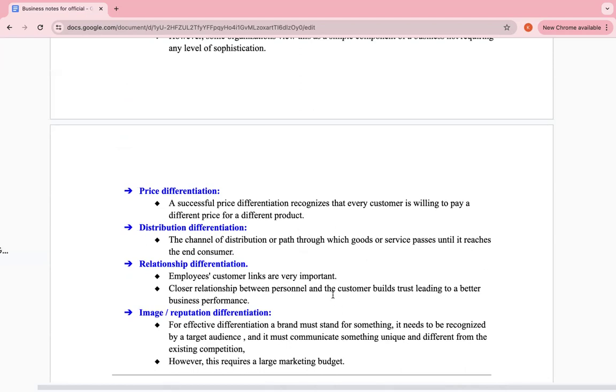In relation to differentiation, employee-customer links are very important. A close relationship between the person and the customer builds trust, really leading to better business performance. If maybe it's like selling in department stores and whatnot.